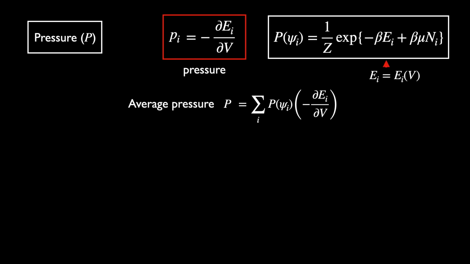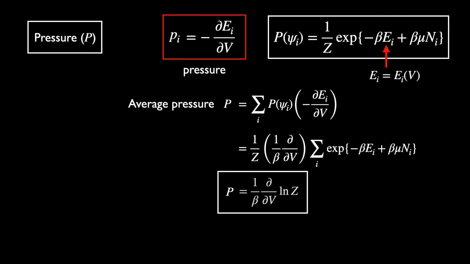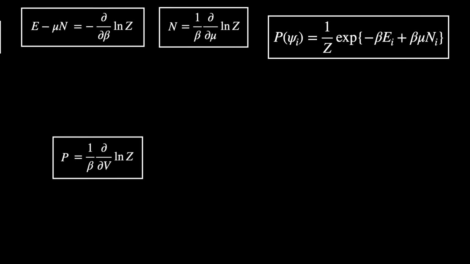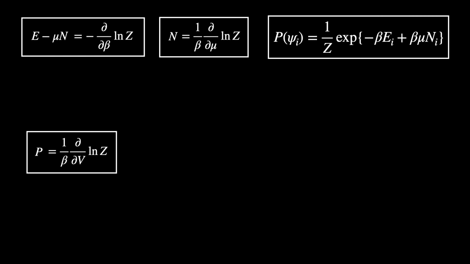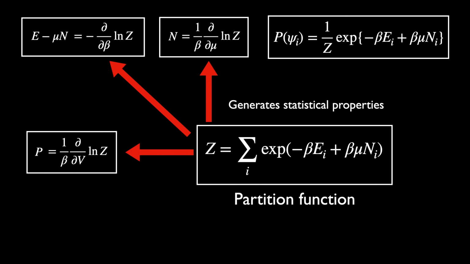Note that only E_i depends on volume in the Boltzmann factor, so the term minus dE_i/dV can be brought down by differentiating the Boltzmann factor with respect to volume, then dividing out beta. This gives the result P equals 1 over beta times d log Z dV. Putting together all our results, we see how the partition function can be used to generate average values just by taking various derivatives of log Z as a function of beta, mu, and volume.